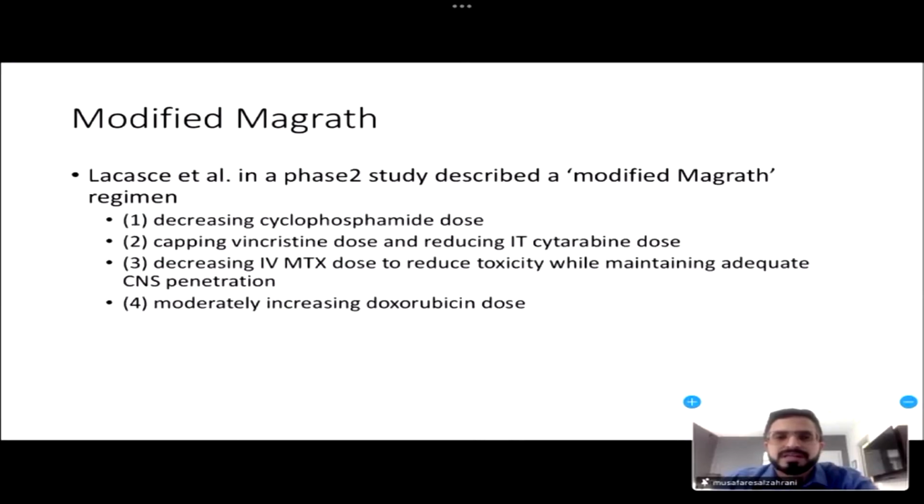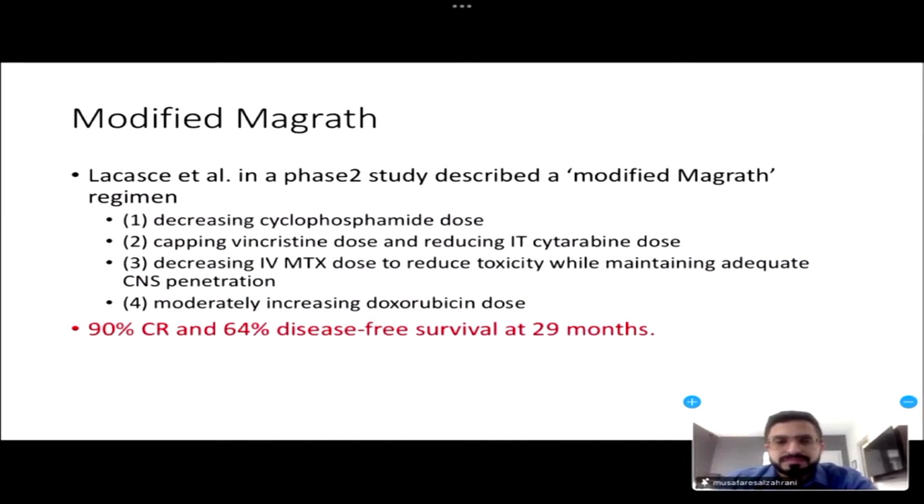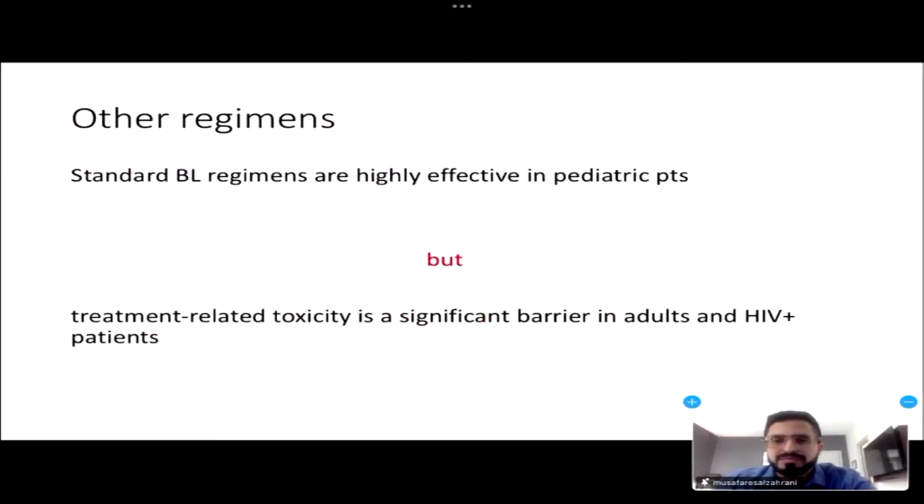Another modification by Lacasce was a phase 2 study where they decreased the dose of cyclophosphamide to decrease the myelosuppressive effect, capped vincristine and reduced the IT cytarabine to reduce neurotoxicity, and decreased the IV methotrexate to reduce toxicity while maintaining good CNS penetration. They also moderately increased the doxorubicin dose to keep the efficacy of this regimen. With this, 90% CR was achieved and 64% disease-free survival at 29 months.